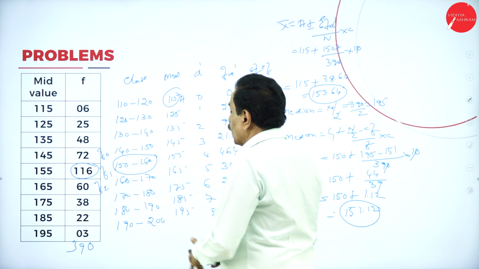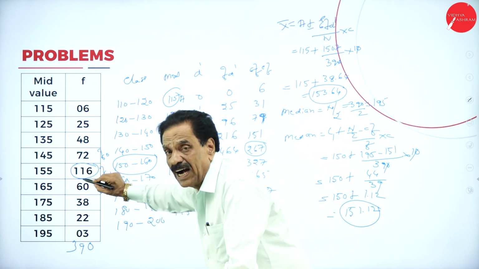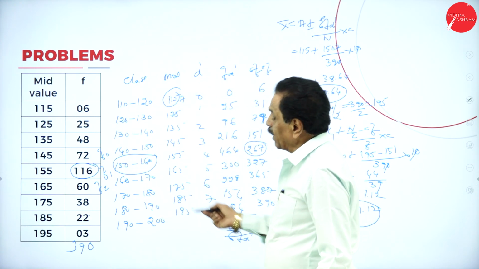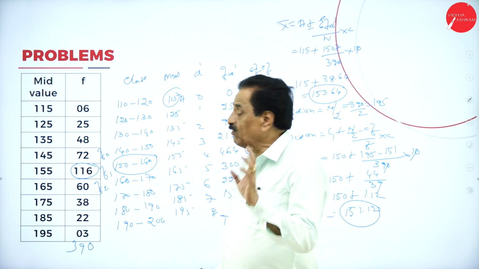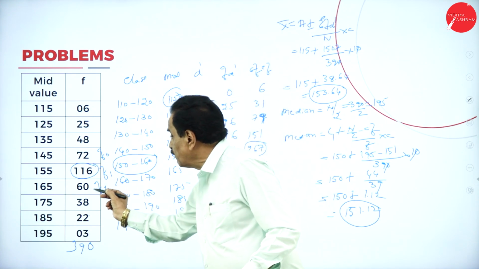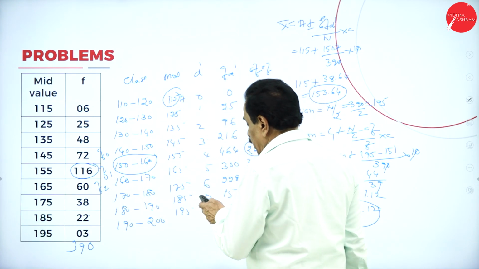Your class is 150 to 160. Which is the highest frequency? 116. Behind is 72. Forward is 60. So F1 is, remember, 116. F0 is 72. F2 is 60. Your class is 150 to 160. We'll solve the problem.